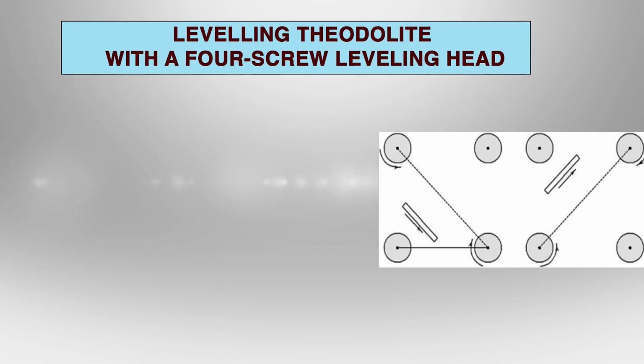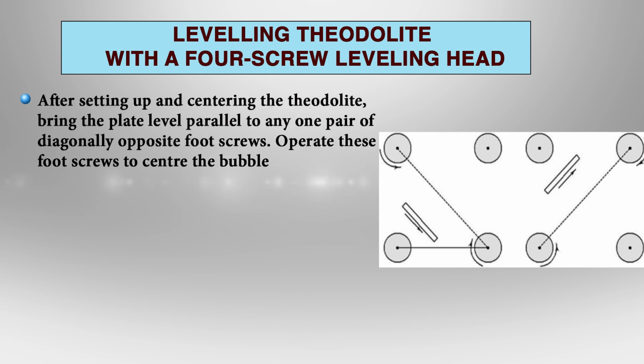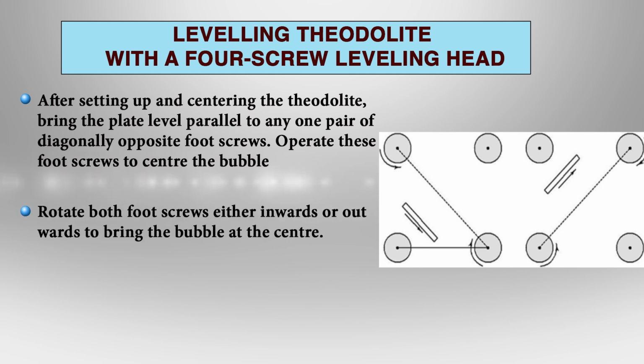When the theodolite has 4 foot screws or a 4-screw leveling head, the following procedure is adopted. Step 1. After setting up and centering the theodolite, bring the plate level parallel to the pair of diagonally opposite foot screws, as you can see in the picture. Operate these foot screws to center the bubble, either rotating the foot screws inwards or outward simultaneously. Do not forget the left hand thumb rule, it will save you a lot of field time.